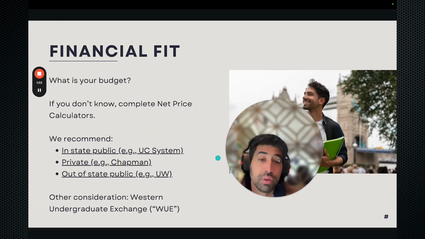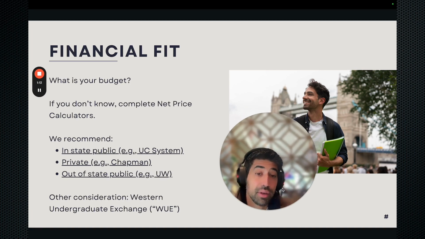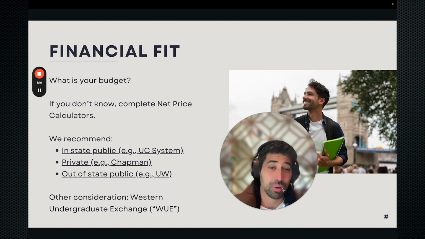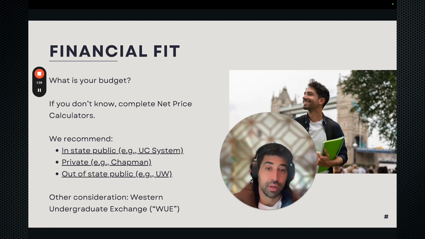Okay, so financial fit, what is your budget? It's important for us to do this sooner in the process, which is why we have it as the first filter. The way that you do this is you complete a net price calculator. A net price calculator serves as a decent proxy for your student aid index, which is how much you should expect to pay for that particular institution type. We recommend three different types of colleges: in-state public, because their cost structure is different than a private, where the tuition will be higher, versus an out-of-state public, which might fall in the middle.